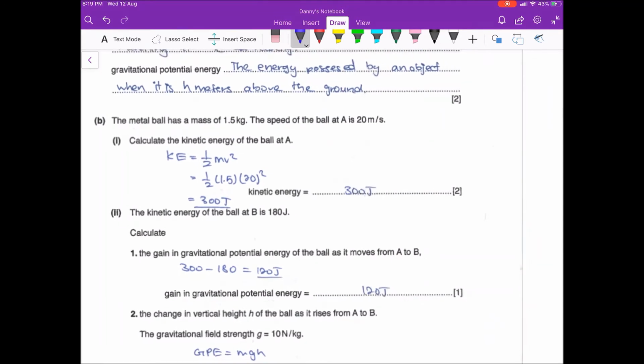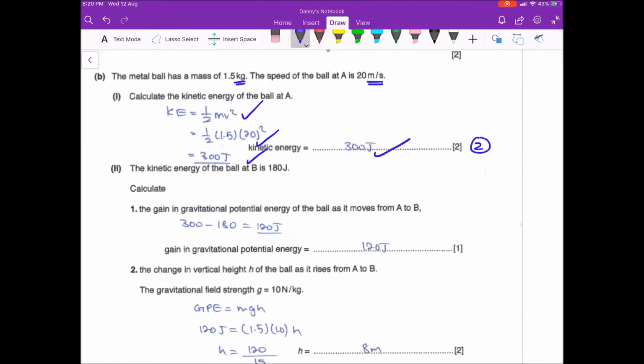Part B, metal ball, speed, both are in SI units, so it saves you the trouble of conversion. So quote the formula, very good. Sub in the right value, looks cool. Okay, full marks, 2 marks. Then after that, it says that the kinetic energy at B is 180. So just remember, the diagram looks like that.